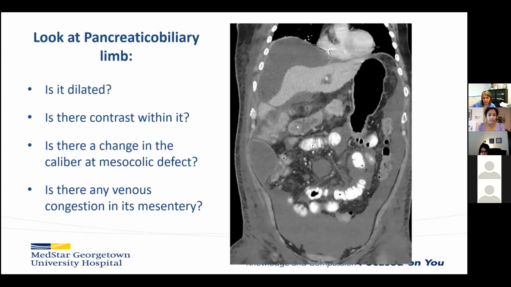And then is there a change in the caliber of the pancreaticobiliary limb at the mesenteric defect, if that's the way it's been dislocated up into the right upper quadrant? And then is there any venous congestion in its mesentery, particularly if there's been sacrifice of some of the jejunal veins? Okay, so, and this patient was okay. He had cirrhosis, which is why he has all this ascites.